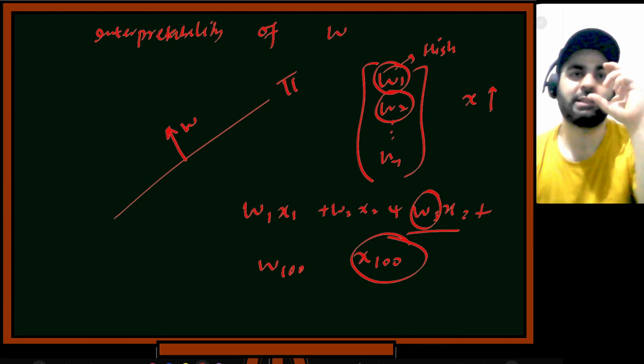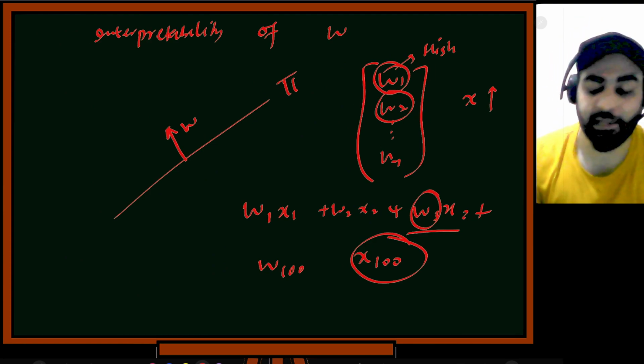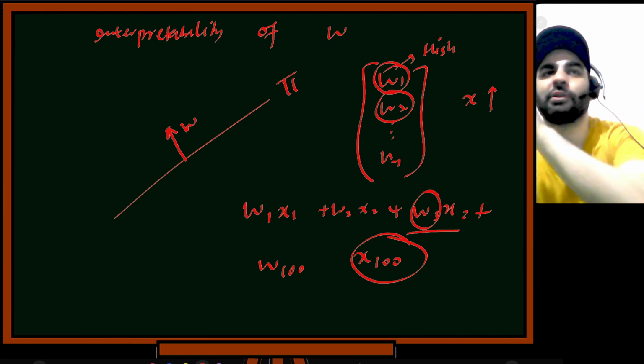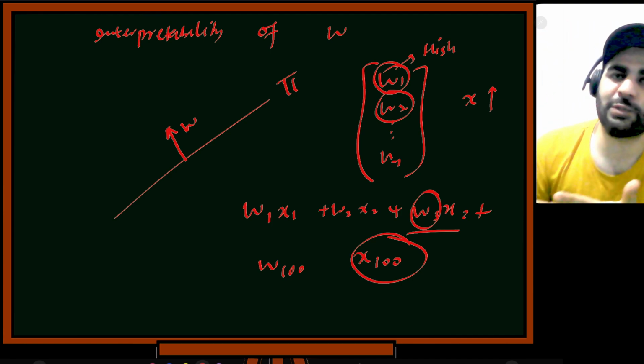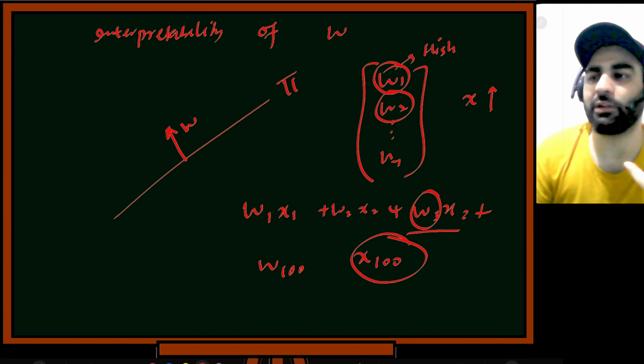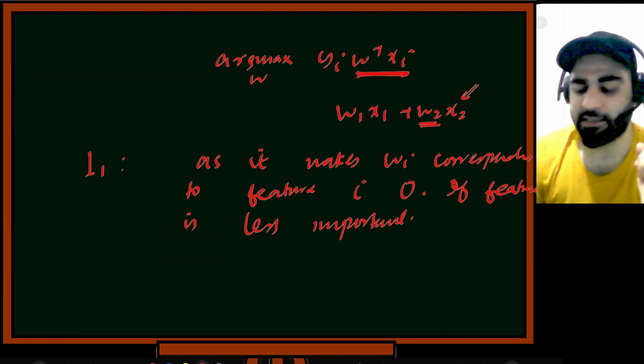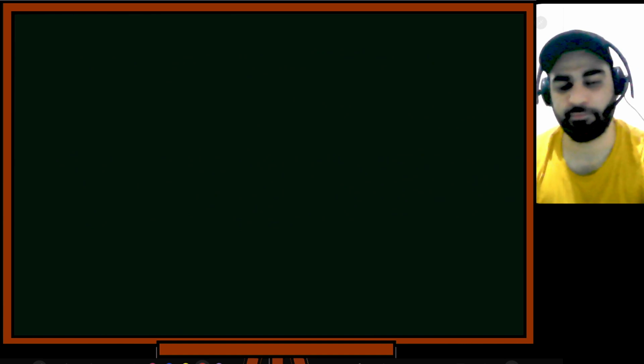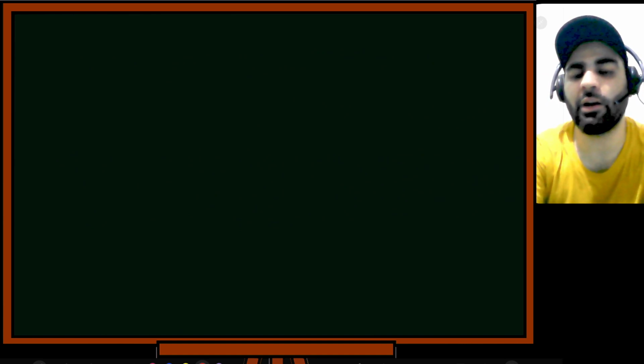You saw that this W again gives interpretability. If you have to guess the interpretability, you'll just see the values of W's. You will see what the values of W's corresponding to the features are. If the value of W is more, you can say that maybe that feature is more important than others. Okay, is this clear? Yes, sir, this is clear now.